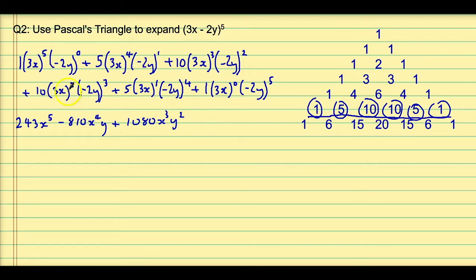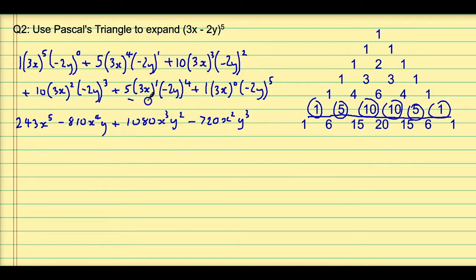Our next term, we're going to have 3x squared, well that's 9x squared, multiplied by negative 2y cubed, which gives us negative 8y cubed. 8 nines, that's 72. So at the moment we've got negative 72x squared and then y cubed. But we need to times that by 10. So that gives us 720. So it's minus 720x squared y cubed.